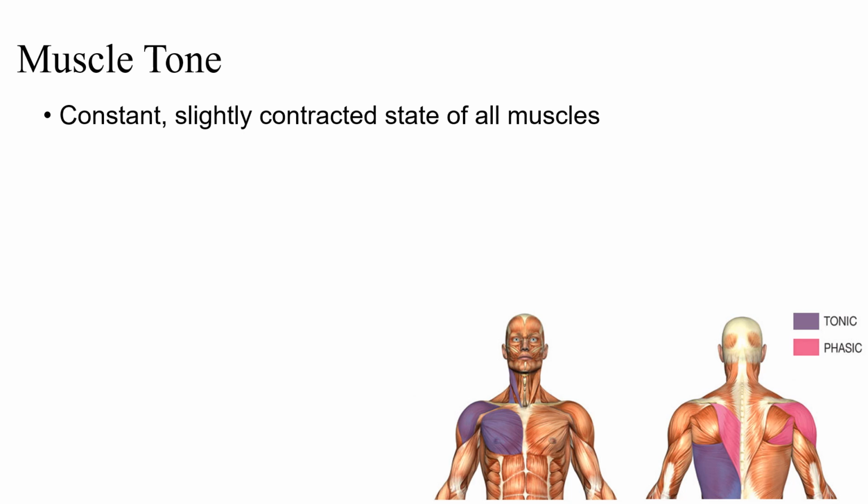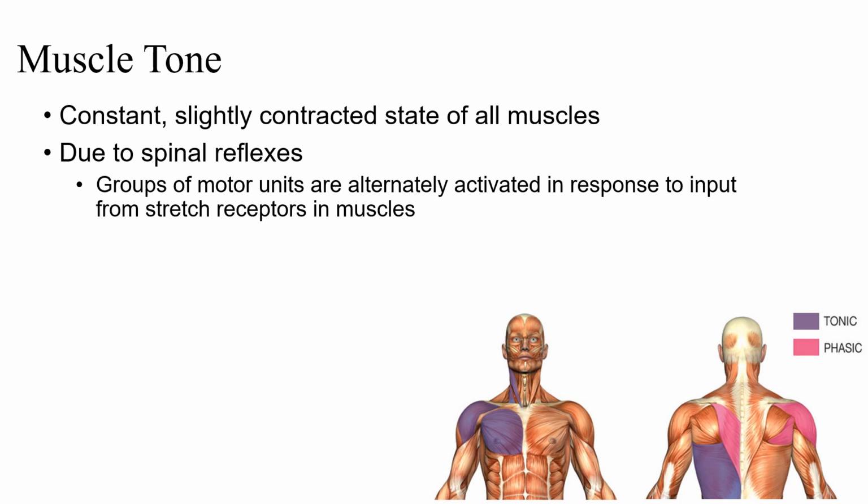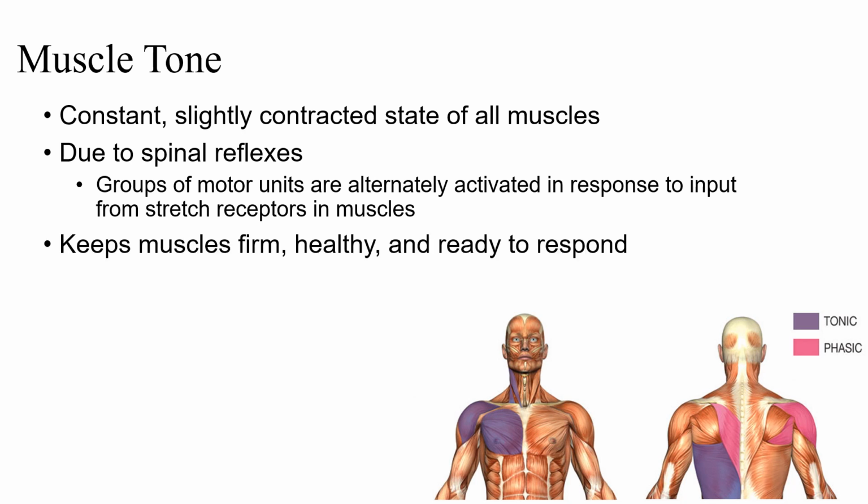Now we're going to move on to muscle tone. Muscle tone is not how we use it in everyday language, of being very defined so you can see the muscles from the outside. Muscle tone actually just means a constant, slightly contracted state of all muscles. This is due to spinal reflexes, and you have different groups of motor units that activate at different times in response to input from different parts of the body and these stretch receptors. Muscle tone keeps the muscle firm, healthy, and ready to respond at all times. And it also helps in joint stability.